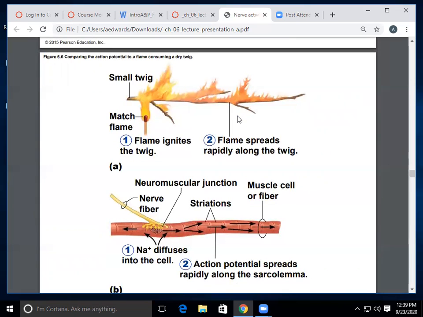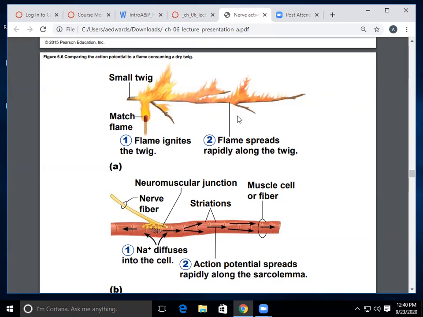So sometimes it helps to compare things you don't understand to things you do understand. So let's compare the action potential to a flame consuming a dry twig. If you had a burn pile, or if you burn things in a chimney when it gets cold, you've seen this: you see a small twig, the flame ignites it, and slowly that flame starts spreading along the twig. So this is basically how a nerve works.